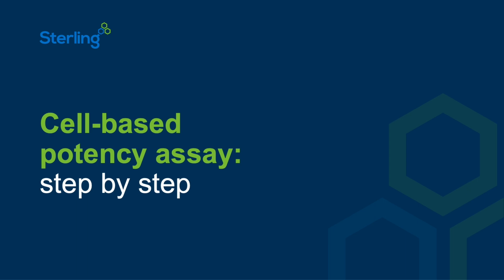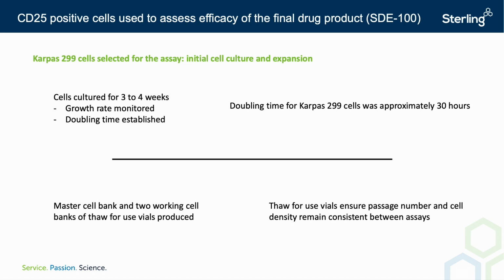Initially, I'll describe how we handle a new cell line and the experimental procedure for performing the potency assay. Then, I'll go through our assay development steps, and finally, I'll describe the assay validation. As described earlier, cancerous white blood cells found in leukemia patients have a high level of CD25 expression. We selected CARPAS-299 cells for use in this assay, which is a human non-Hodgkin's large cell lymphoma cell line that expresses high levels of CD25.